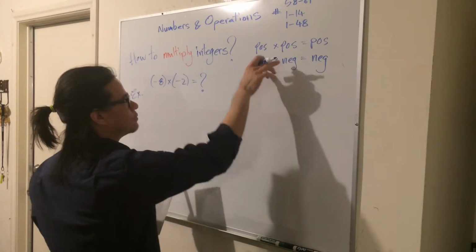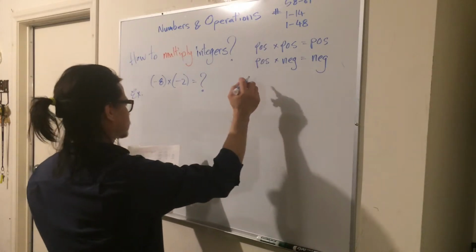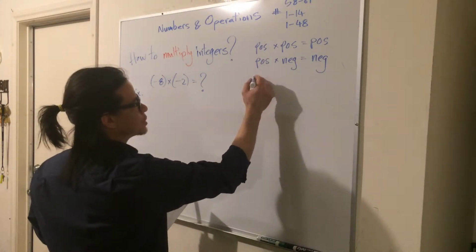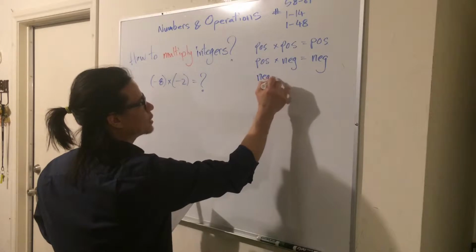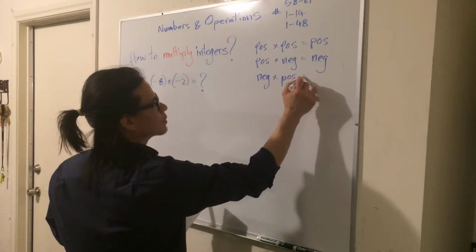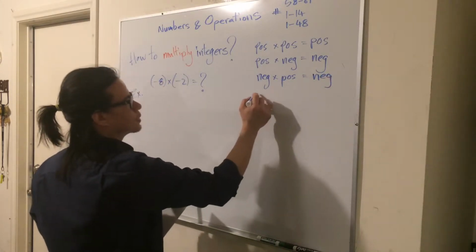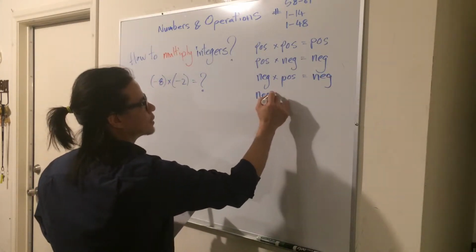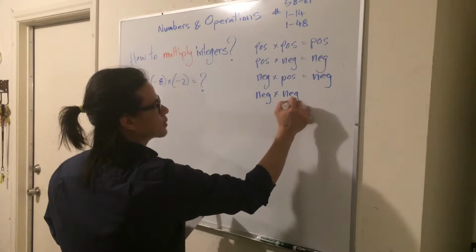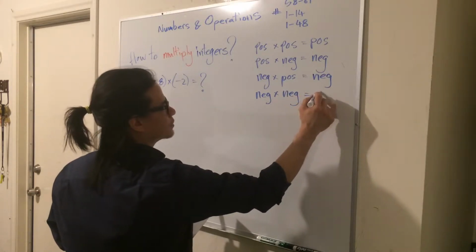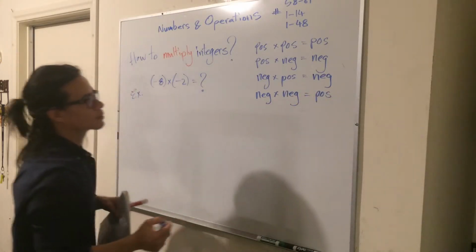Okay? So even if this were to be switched around, even if you have negative times positive, we're going to still end up at a negative. Now if you have negative times negative, you'll get positive. Okay?